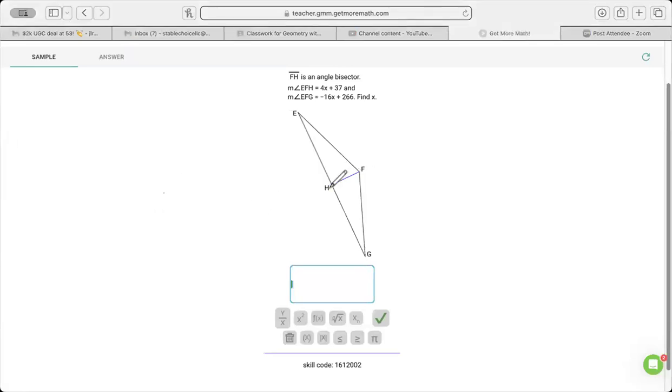It says FH is an angle bisector, and then EFH, so EFH, this piece here, is 4x plus 37. And EFG, the entire piece, so like we did in the first problem. And it wants you just to find x, right? So again, we know that half of it is 4x plus 37. That means we're going to have two of those. So I would do two groups of 4x plus 37 is going to equal the entire angle.